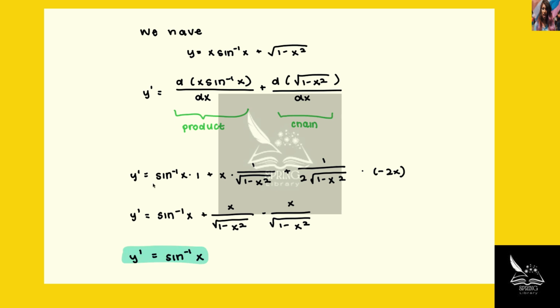And then we can simplify it. We can get y prime equals the inverse sine of x plus x over the square root of 1 minus x squared minus x over the square root of 1 minus x squared. Well, these two terms are the exact same with opposite signs, so they can cancel. So we're going to get that y prime equals the inverse sine of x, just as we were supposed to. The problem tells us that that's what we have to find.